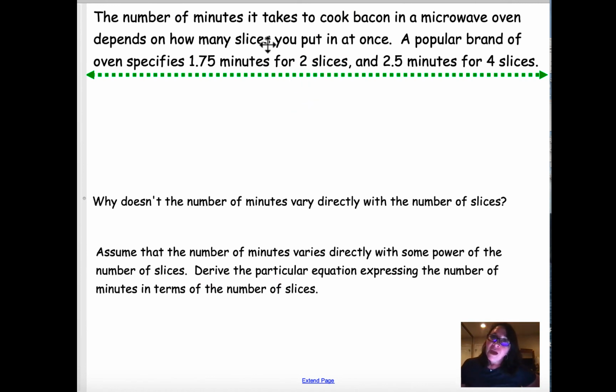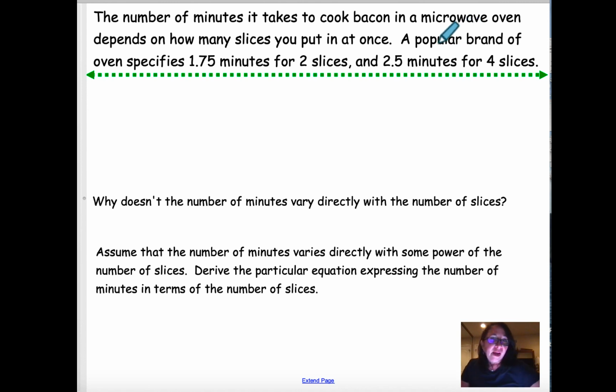Last problem. The number of minutes. So, yeah, this is a wordy problem. Same concepts. Use your brain on this. Figure out what they're saying. The number of minutes it takes to cook bacon in a microwave oven depends on how many slices you put in at once. So something depends on the other.